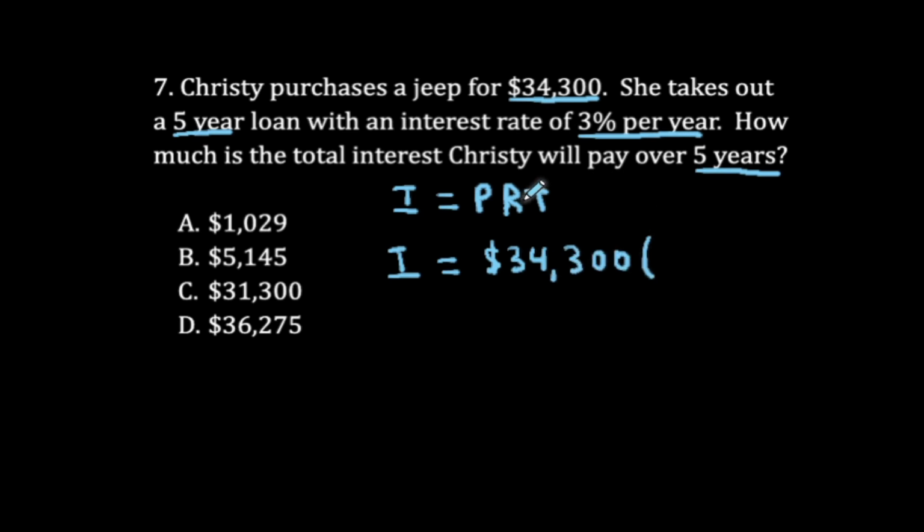multiplied by the rate, which is at 3%. And remember, you have to convert this percent into a decimal. So that is 0.03 times the 5 years. And remember, I've moved the unwritten decimal point 2 places over to the left. That's how I came up with 0.03. Okay, and then you just simply multiply these values together. And she ended up paying $5,145 in interest over a 5-year span or a period of time. So let's move on to question number 8.